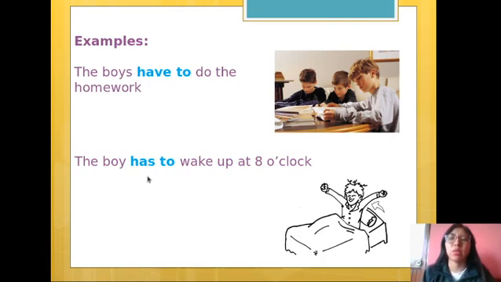Por el sujeto. When my subject is referring to the third singular person, you have to use has to. Cuando el sujeto se refiere a la tercera persona del singular, it means he, she, or it, or the name of a singular thing, o el nombre de una persona o una cosa en singular, you have to use has to. Usted tiene que utilizar has to, okay? For the rest of the subjects, para el resto de sujetos vamos a utilizar have to, okay?